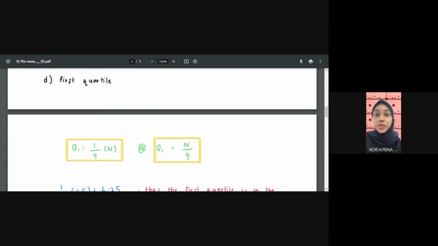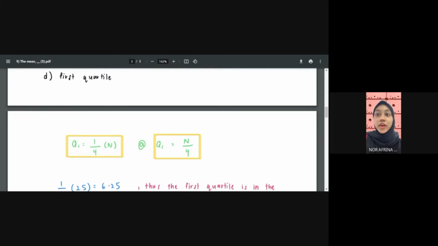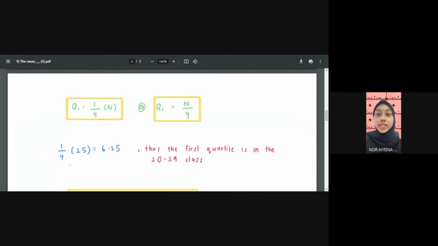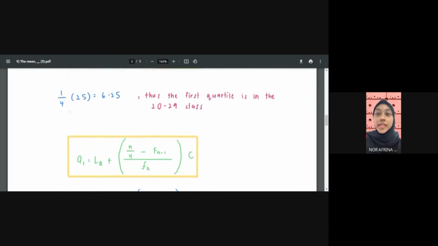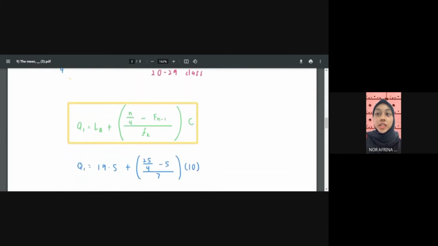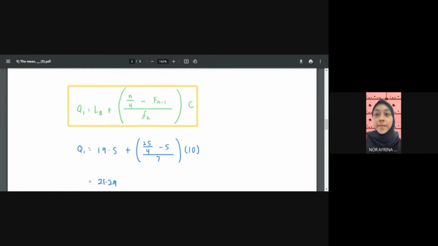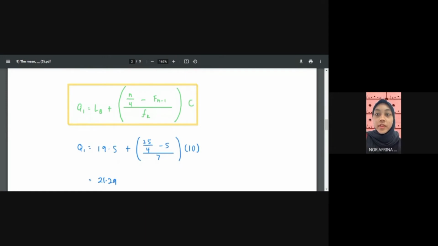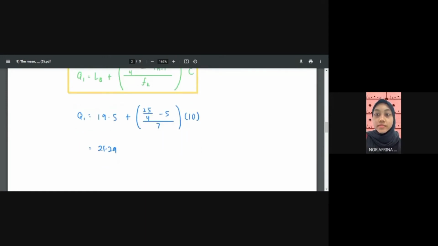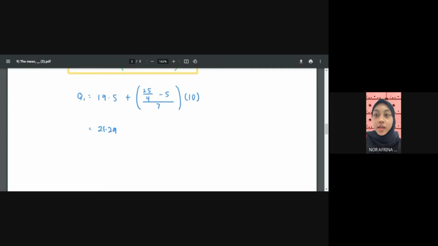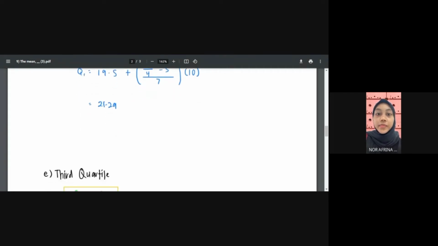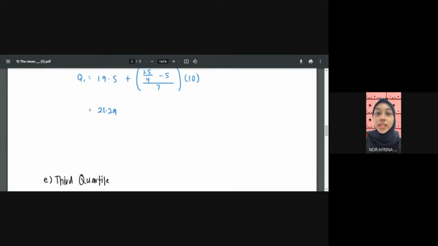For question D, we have to find the first quartile. The first quartile is 1 over 4 n, thus the first quartile is in the 20 to 29 class. Q1 equals the lower boundary of the class plus n over 4 minus the cumulative frequency before the Q1 class over the frequency of the class, multiplied by the class width. So 19.5 plus 25 over 4 minus 5 over 7 multiplied by 10. Thus we got 21.29.